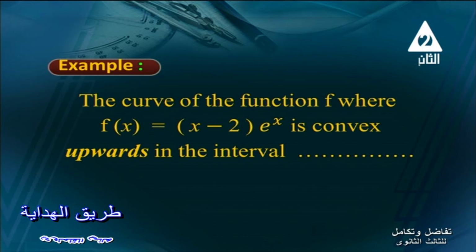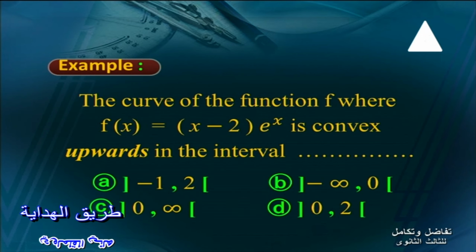The curve of the function f, where f of x equals (x minus 2) multiplied by e to the power x, is convex upwards in the interval: open interval negative 1 and 2, open interval negative infinity and 0, open interval 0 and infinity, or open interval 0 and 2.